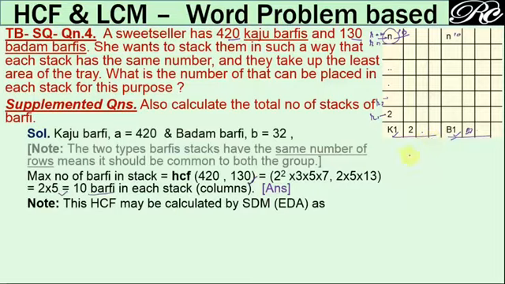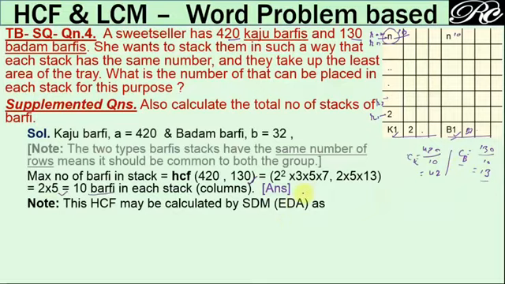So the number of columns can be calculated by dividing this 420 by this 10. It will be 42 columns for this Kaju Barfi. Similarly, the number of columns for this Badam Barfi can also be calculated. Here the number of Badam Barfi is 130 and the number of rows is 10, so the number of columns will be 13. So this is how the number of columns for Kaju Barfi and for Badam Barfi can be calculated.